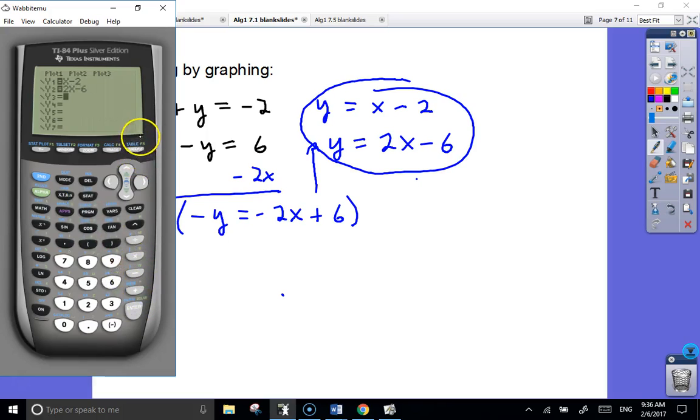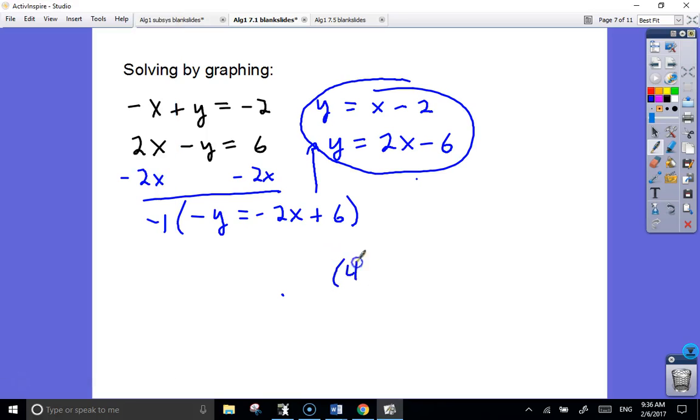Okay. I'm going to look at the graph before I do anything. So there's one, there's the other. Do you see the solution to the system on the screen? Yeah, it's an intersection point and it's right there. So I'm going to go second, trace, 5, enter, enter, enter. And it looks like the solution is 4, 2. So 4, 2. Right?